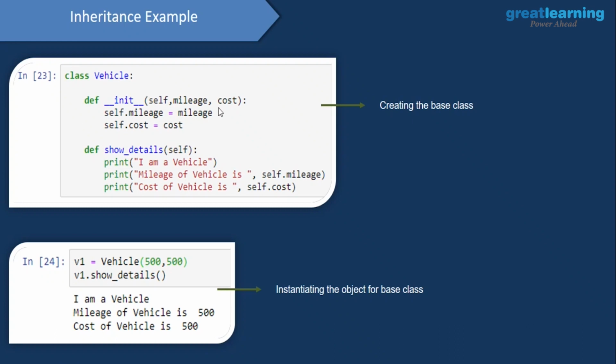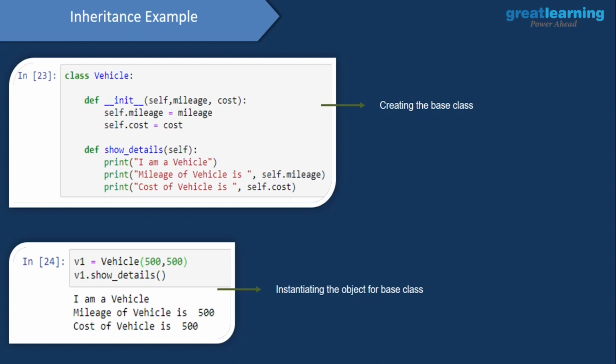And inside this, I have two methods. The first method is the default constructor. In this constructor, I have two additional parameters, which are mileage and cost. I am assigning the value of mileage, and then I'm also assigning the value of cost. Once this is done, I will create another method called show details. Inside show details, I'm printing out I'm a vehicle. Then I'll print out the mileage of the vehicle, and also the cost of the vehicle.